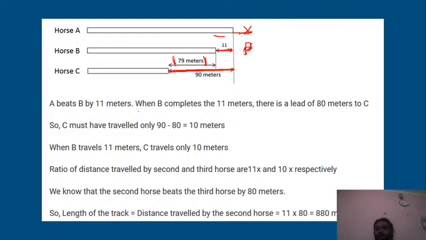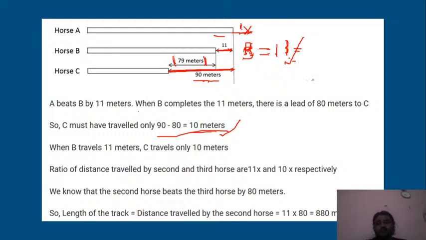Now in case 2, when B reaches the destination, C is 80 meters short of the destination. So when B reaches the destination, C is 80 meters away from the destination, and the difference between B and C is 80 meters. When A reached the destination, C was 90 meters from the destination. Now when B reaches the destination, C is 80 meters away. So between A and B reaching the destination, C has only covered 10 meters. Correspondingly, when C covered 10 meters, B covered 11 meters. Based on this, the ratio of distances traveled is 11x and 10x.